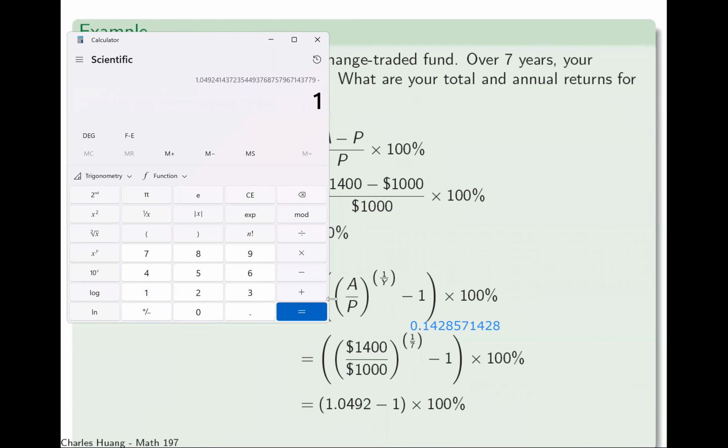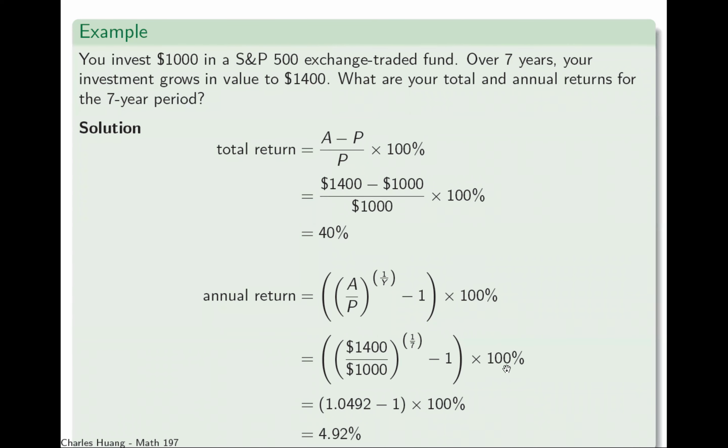And we subtract it by 1 to subtract the original number that we start with, right? Remember the 100% that we start with. We end up with 0.049. And just remember to convert that into percentage form. This part over here always reminds us to convert into percentage form. And we do that by multiplying our number by 100. So this gives me 4.92. So we got 40% in total, but 4.92% every year.